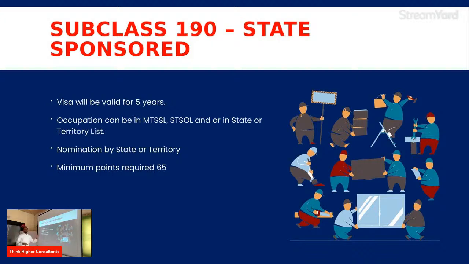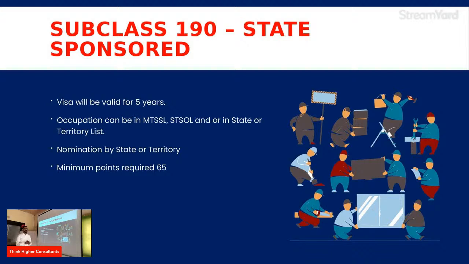Now let's go back to the 190 state sponsorship. It's again a 5 years visa, also called a permanent residency visa. Occupation can be from the MLTSSL list. So it's MLTSSL list, not MTSSL list. So we have some sort of a typo, but again, that's not an issue. Or STSOL list, or they need to work out from the state or territory list.